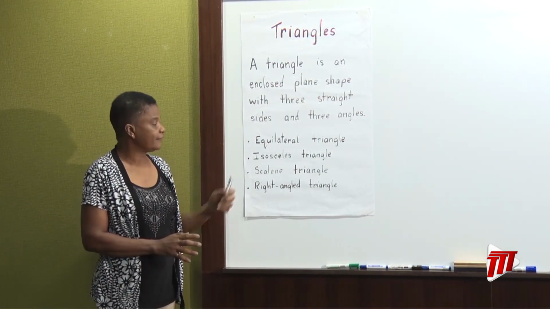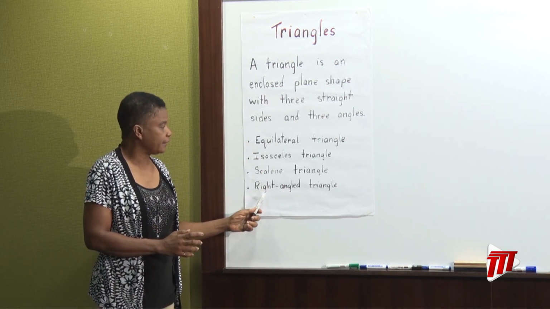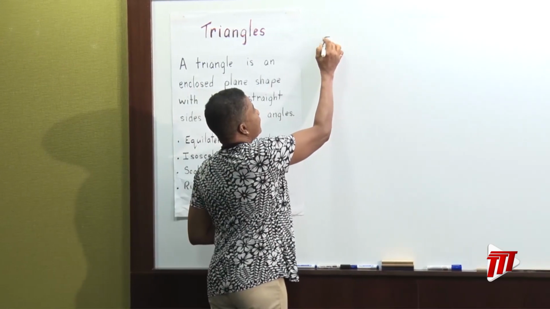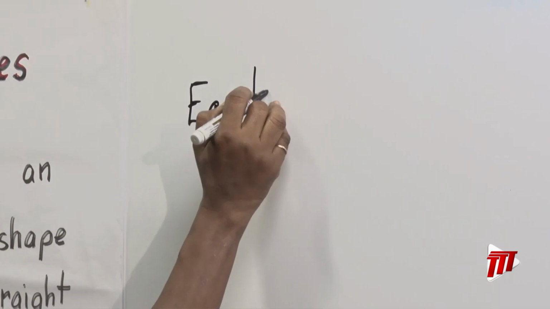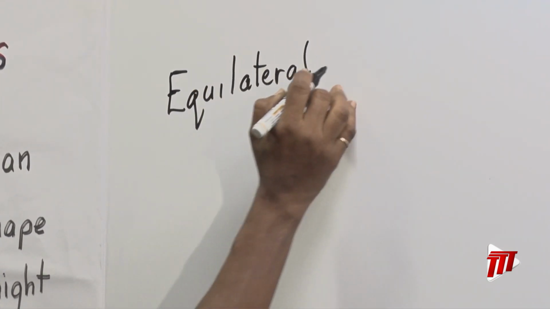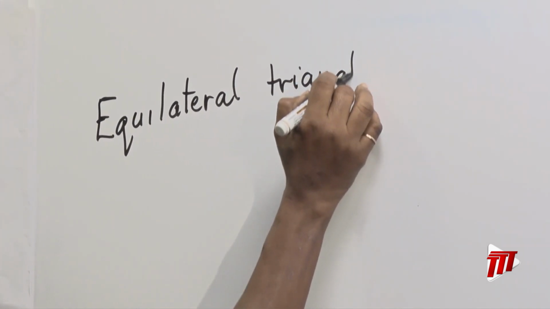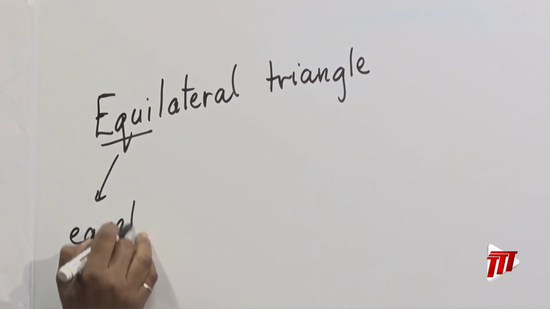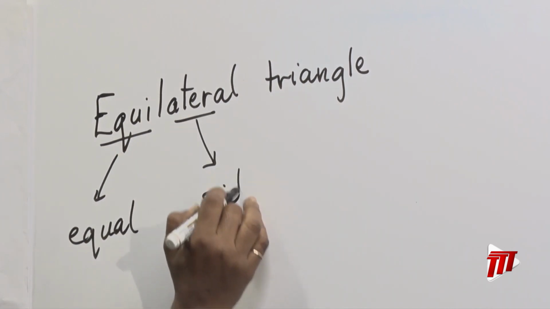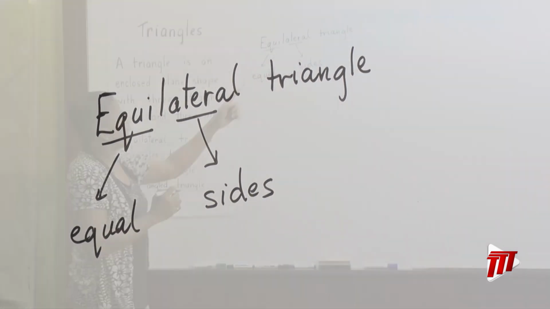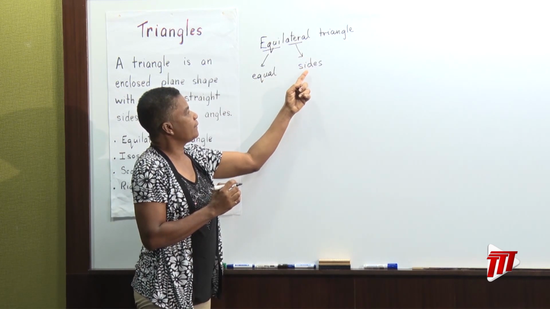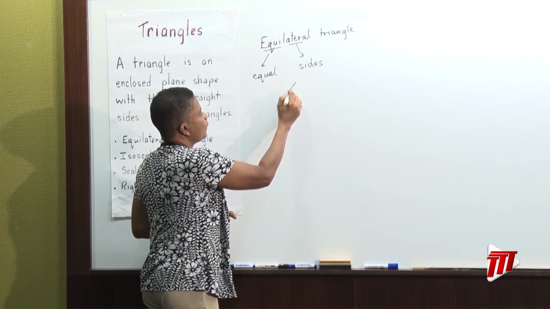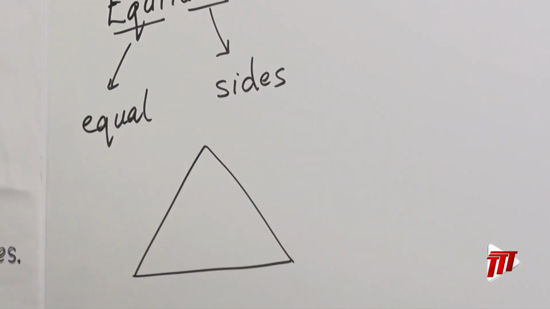Now I'm sure you already did the types of triangles. So we're going to go through this quickly, the different types of triangles. The first one, equilateral. So we're going to start with the equilateral triangle. Now, if you look at the word carefully, you would realize that the word equilateral has the prefix equi, which means equal, and lateral, which means sides. What does that tell you? That an equilateral triangle has equal sides. Remember, a triangle has three sides. So an equilateral triangle will be one with three straight sides, equal length.